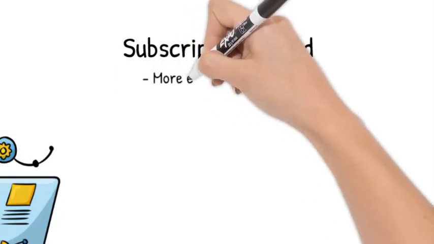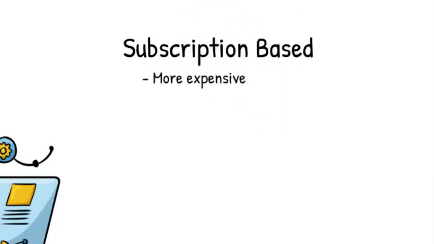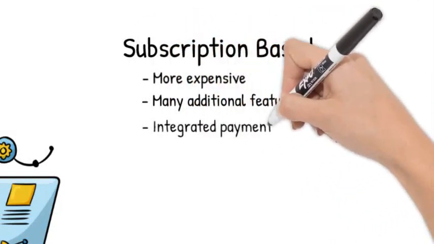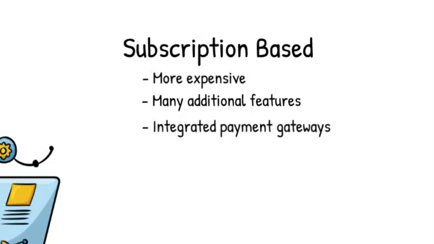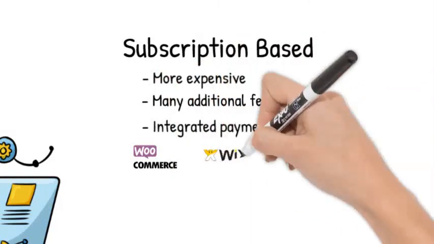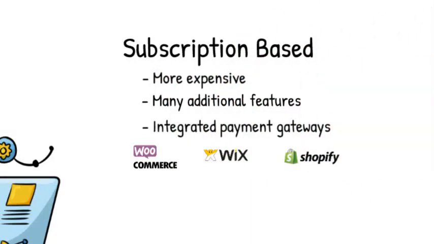Although a subscription-based e-commerce business model costs more than a standard e-commerce platform, it has a lot of useful features, such as integrated payment gateways that allow you to bill and invoice consumers on a recurring basis. These systems can make it simple for you to easily collect weekly, monthly, and yearly membership payments from users. Examples of subscription-based e-commerce platforms are WooCommerce, Wix Stores, Shopify, and PrestaShop.